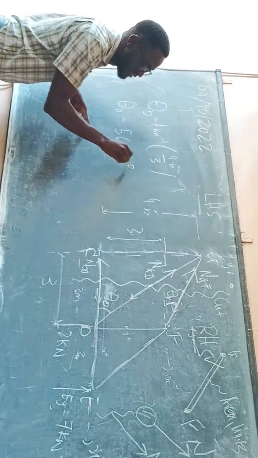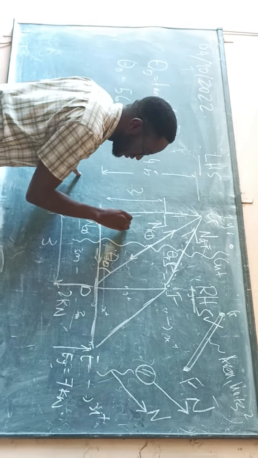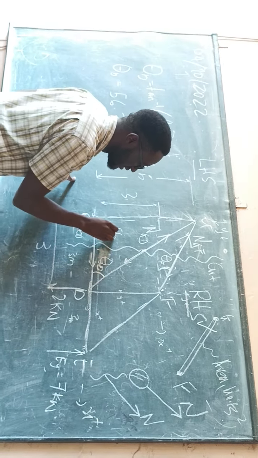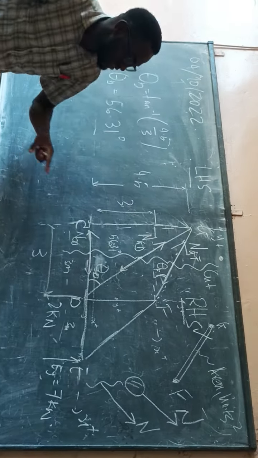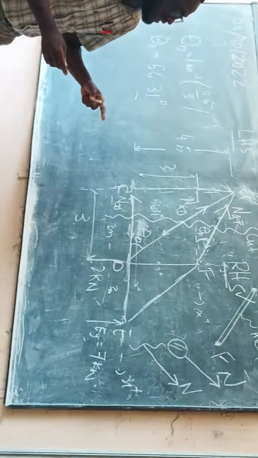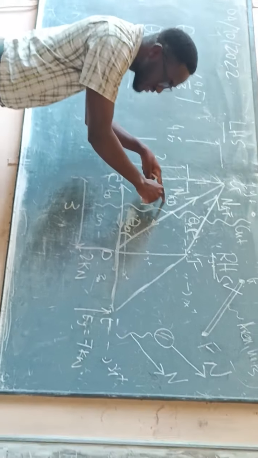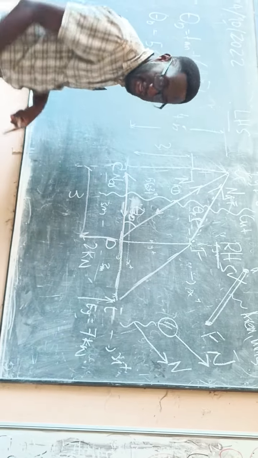3099. So 31 degrees, to two decimal places. So here I know I'm having what? 56.31 degrees. So that will help me to have my angles. Actually, my force be projected in both my positive axis.